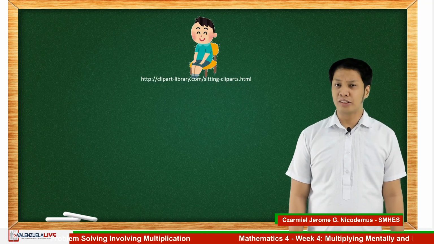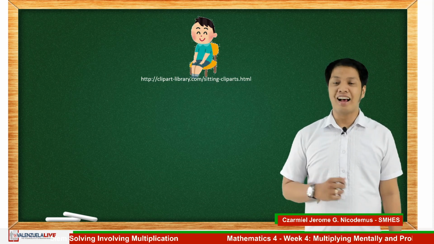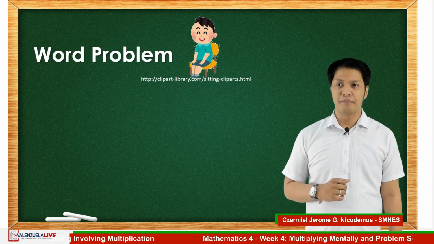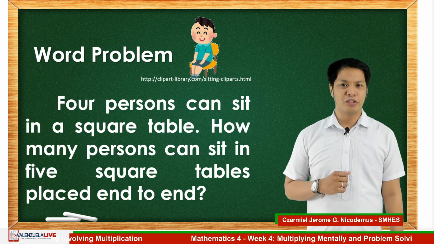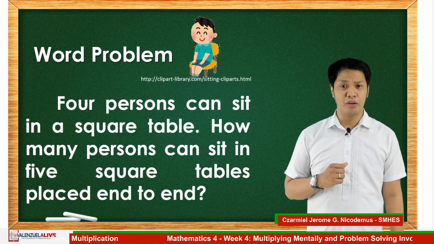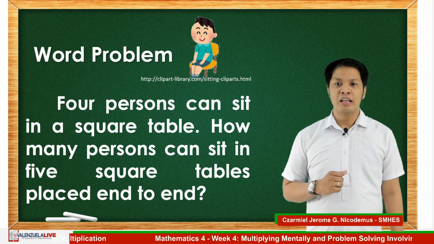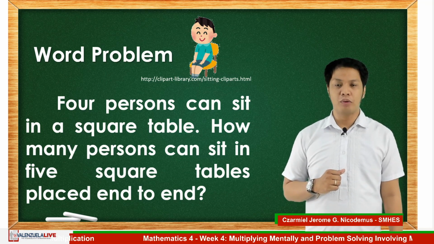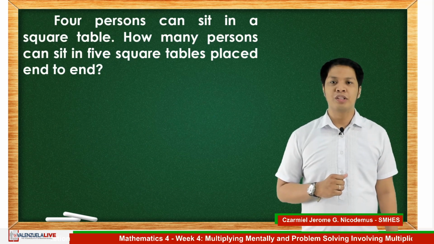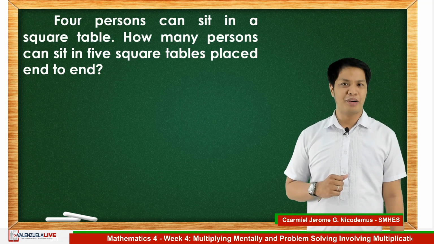For our next word problem, we can try other strategies. Let us read the word problem. Four persons can sit in a square table. How many persons can sit in five tables placed end to end? We can use a drawing method to solve this problem.